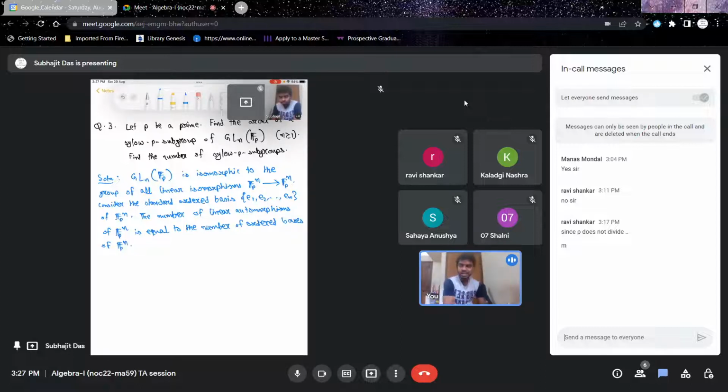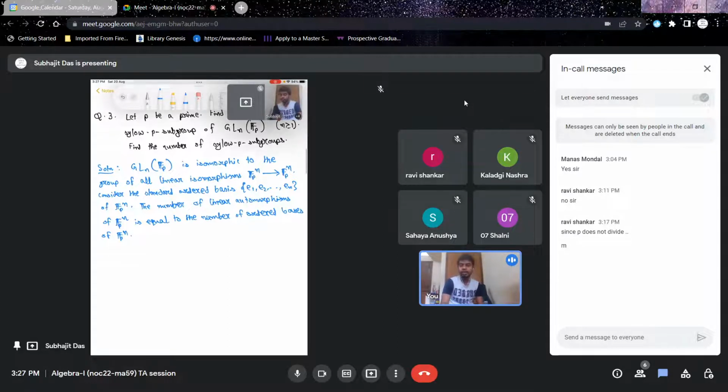And I precisely gave you a recipe for cooking up this correspondence, right? Basically what you do is you take an isomorphism and just take the images of E1, E2 up to En under this isomorphism, and you get an ordered basis there. And conversely, if you are given an ordered basis, you take a set map that maps E1 onto V1, E2 onto V2, and up to En onto Vn, and you extend this to a unique linear isomorphism from Fp^n to Fp^n. So this is what it is, and hence we can say that the number of linear automorphisms of Fp^n is equal to the number of ordered bases of Fp^n.